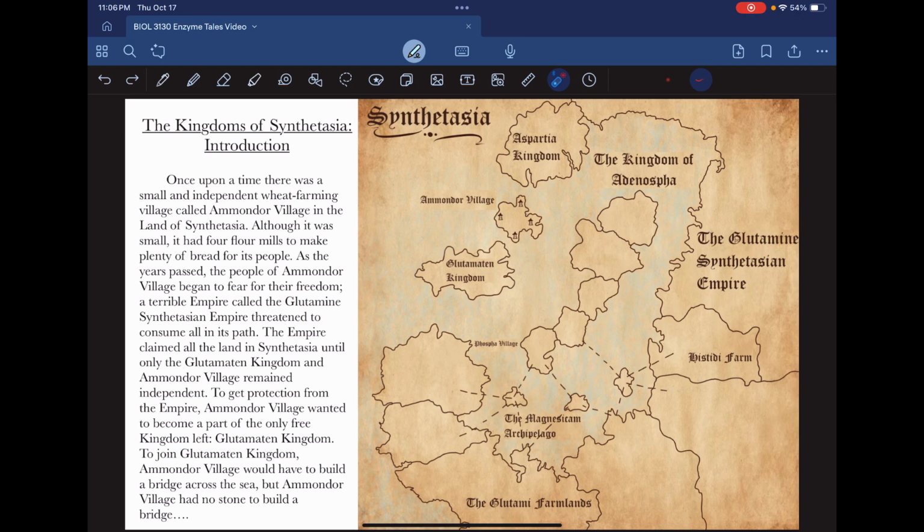To get protection from the empire, Amondor Village wanted to become a part of the only free kingdom left, Glutamating Kingdom. To join Glutamating Kingdom, Amondor Village would have to build a bridge across the sea, but Amondor Village had no stone to build a bridge.